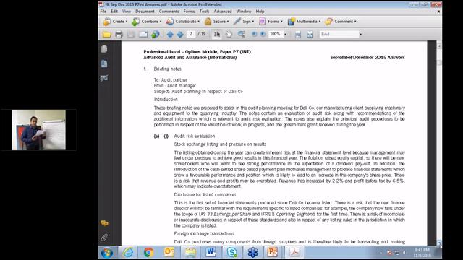The flotation raised equity capital, so there will be new shareholders who will want to see strong performance in the expectation of a dividend payout. In addition, the introduction of cash settled share-based payment plan motivates management to produce financial statements which show a favorable performance and position, which is likely to lead to an increase in the company's share price. Note that no allegatory language has been used.